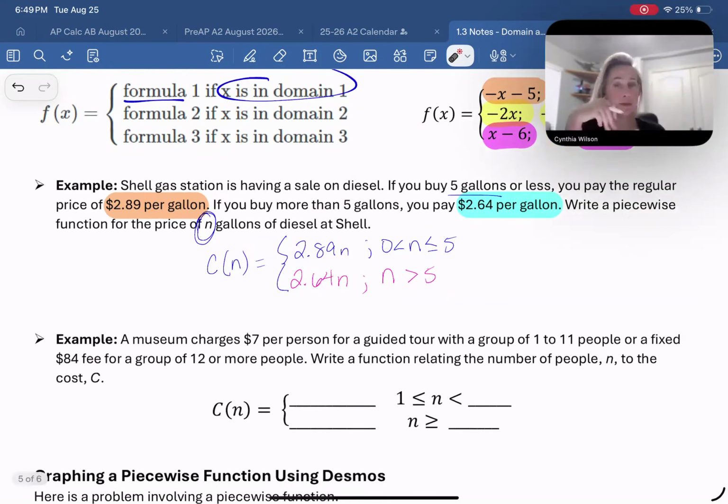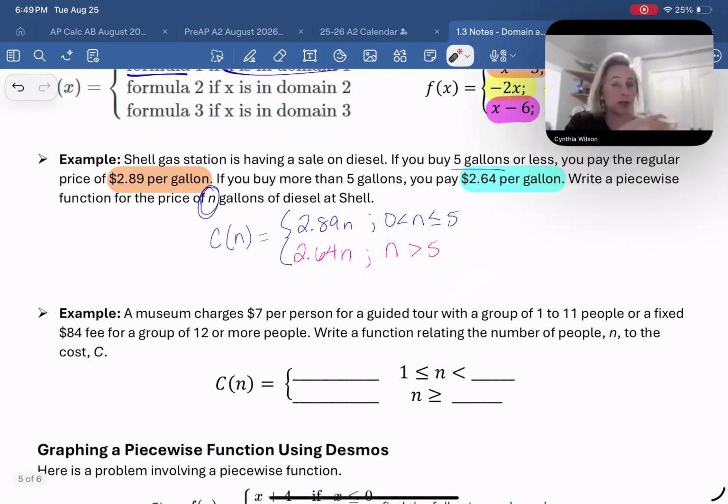Our next example is similar to this one. Museum charges $7 per person for a guided tour with a group of 1 to 11 people, or a fixed $84 fee for 12 or more people. Okay, write a function for the cost depending on people.